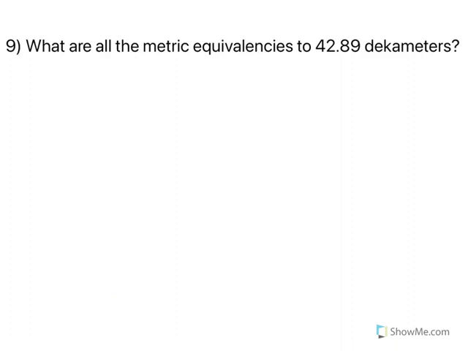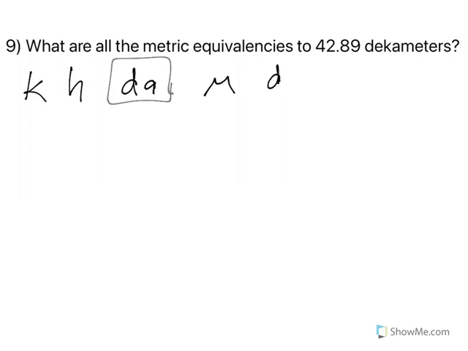And last but not least, what are all the metric equivalencies to 42.89 decameters? Now, the first thing I'm going to do is list out the metric piece here. So meters is in the middle. So I have decameters to the left, which is where we're starting for all of these. And then I also have hecta and kilo. And to the right, I have decimeters, centimeters, and millimeters. So if I want to start, right, we have 42.89 decameters.